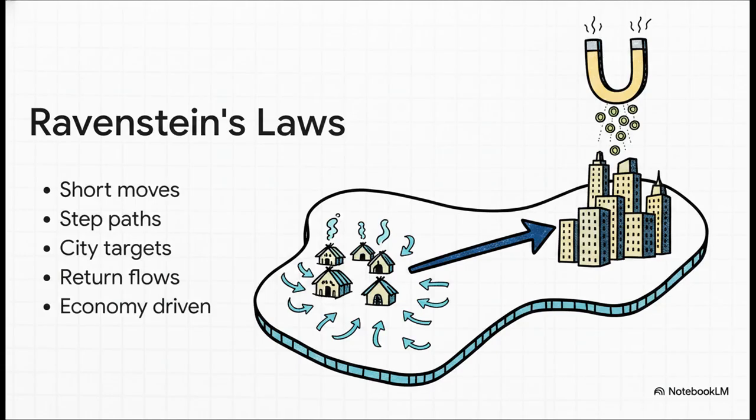movement. He found that most migration happens over very short distances. He noticed that when people do travel far, they almost always head for major commercial and industrial cities. And crucially, he figured out that economics is the primary motive above absolutely everything else. These patterns are literally the foundation of how we study movement today.